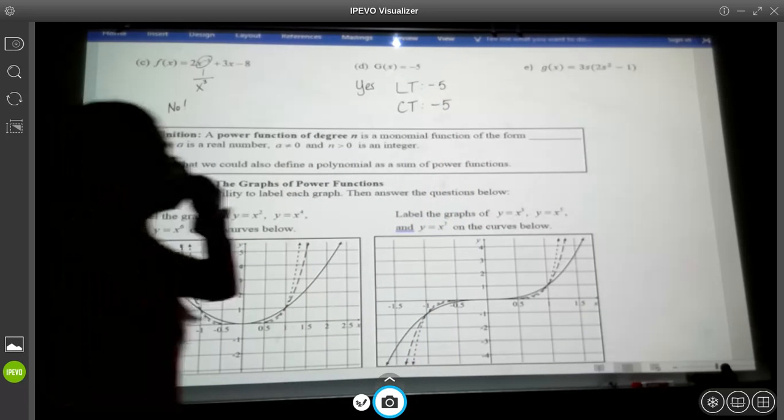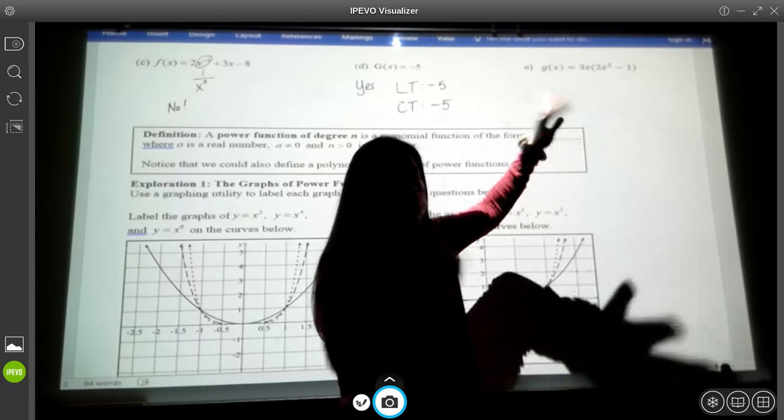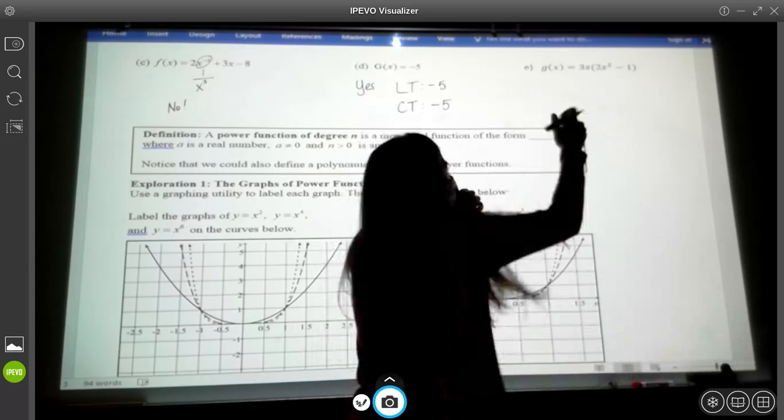All right, and then the last one, this is not in standard form. This is not multiplied out with the parentheses removed in descending order. So let's distribute.